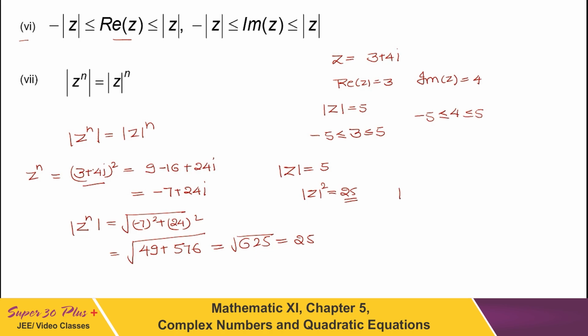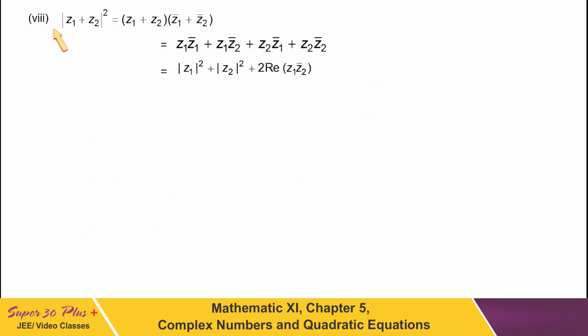Now you can say mod z square is equal to mod z whole square. What it means is you can generalize this property for any number. That's why property number 7 is mentioned, and it is mod of z to power n is equal to mod z whole power n. Property number 8 is here, mod of z1 plus z2 whole square is equal to, and this is the final result of this property. And how does it come?